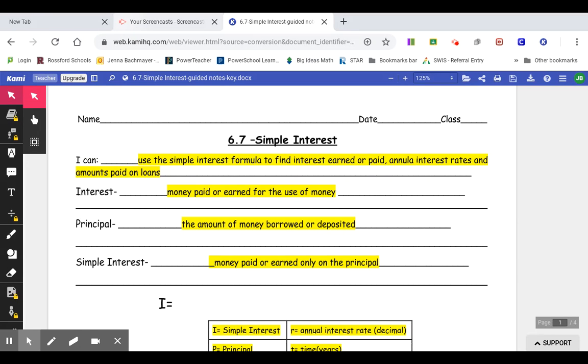Our interest, so interest is money paid or earned for the use of money. Principal is the amount of money borrowed or deposited. And simple interest is money paid or earned only on the principal.